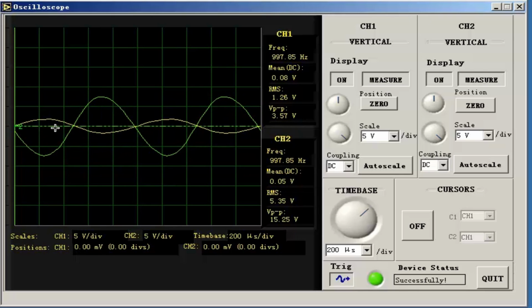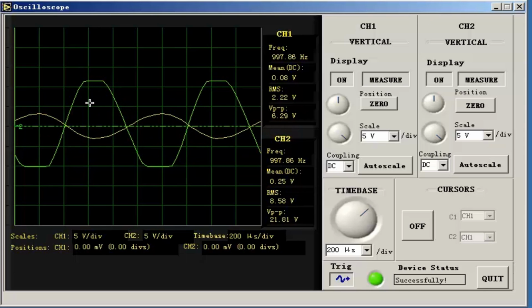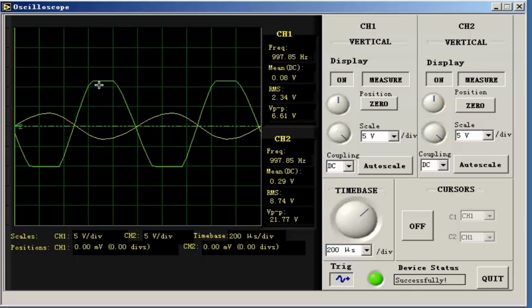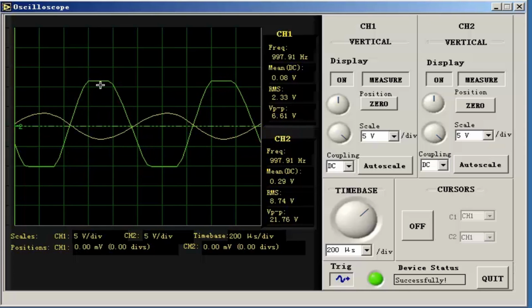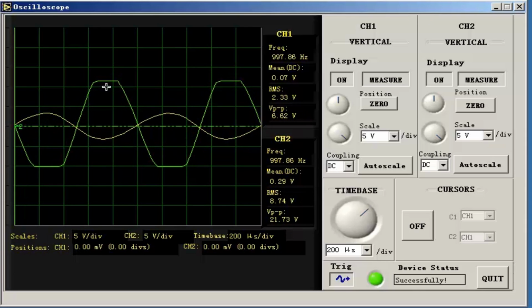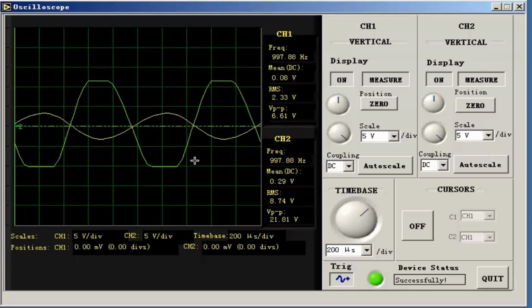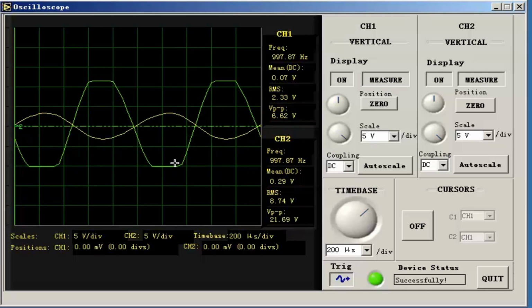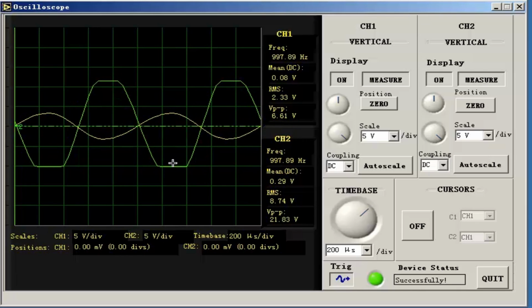Now we increase the amplitude of the input voltage. As we can see, when the input reaches a certain value, the output enters saturation. Now the circuit is not the inverting amplification anymore, because the maximum output of the op-amp cannot be higher than the power supply.